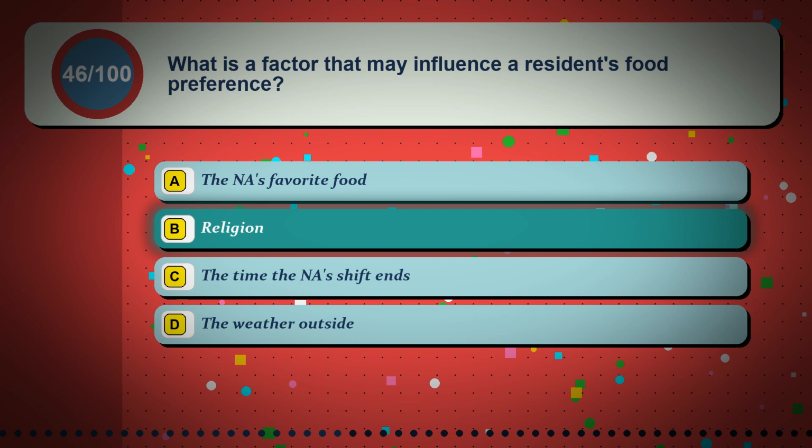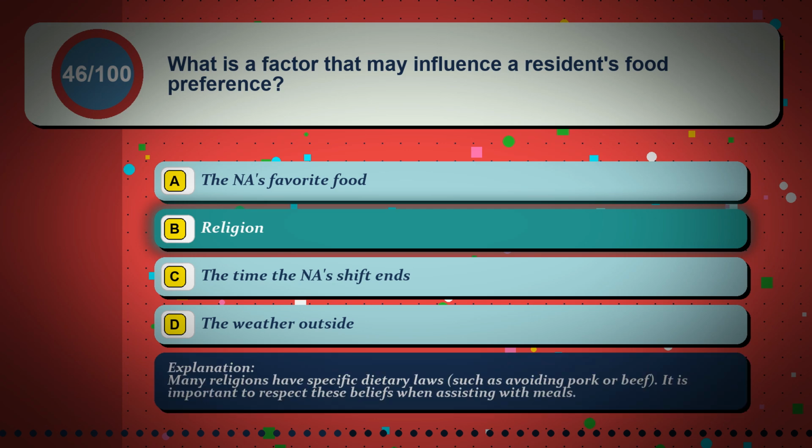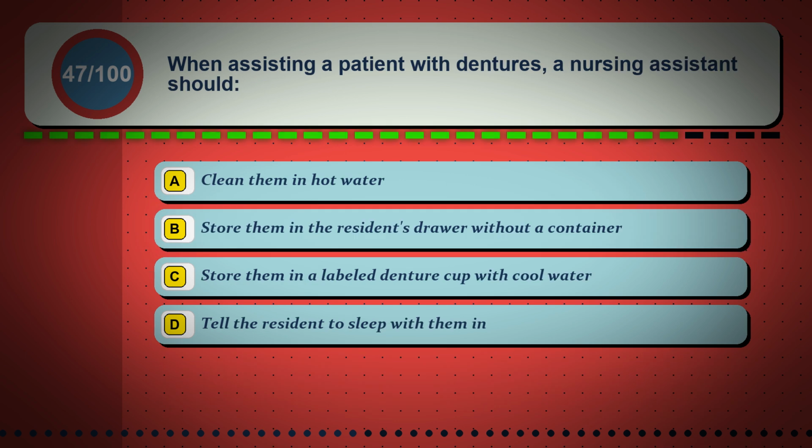The correct answer is option B. Religion. Many religions have specific dietary laws, such as avoiding pork or beef. It is important to respect these beliefs when assisting with meals. Question 47. When assisting a patient with dentures, a nursing assistant should: Option A, clean them in hot water.